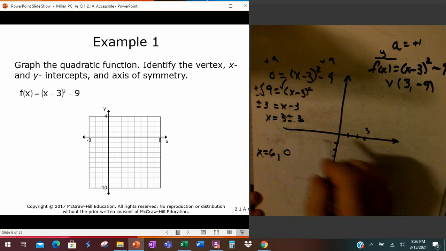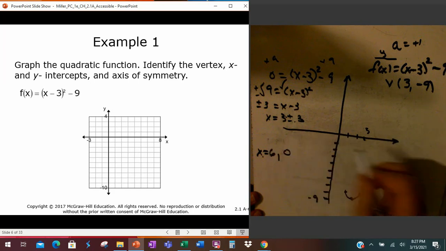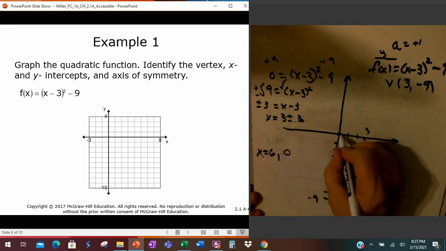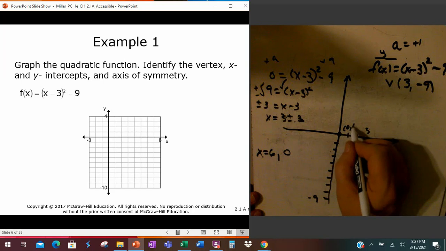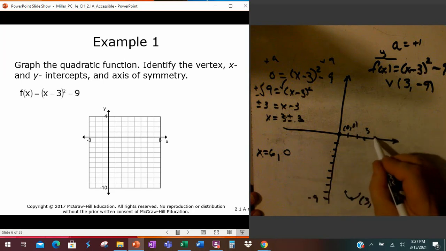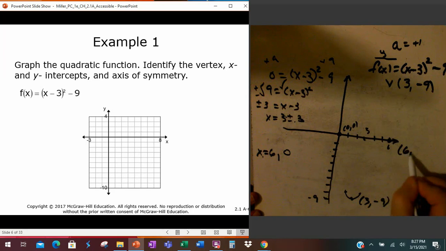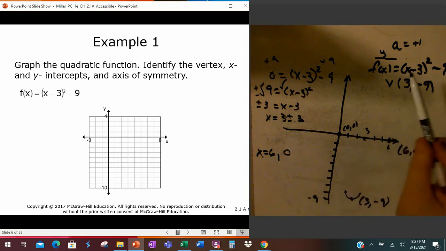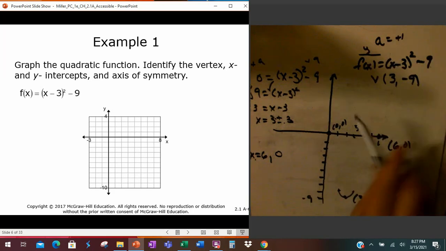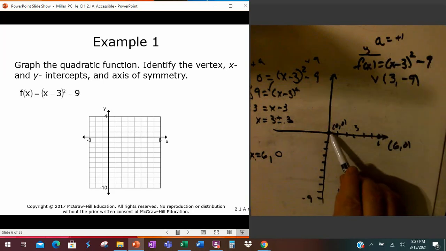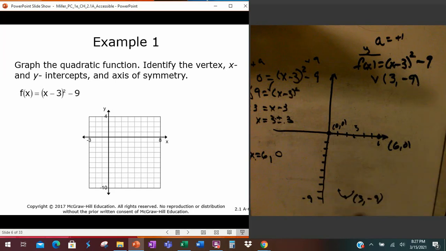Okay. So that's all along the x-axis. Right there is (0, 0). And then 3, 4, 5, 6. (6, 0) is the second one. The next step I normally do is the y-intercept, but watch what's going to happen here. That just happens to be the x-intercept and y-intercept.